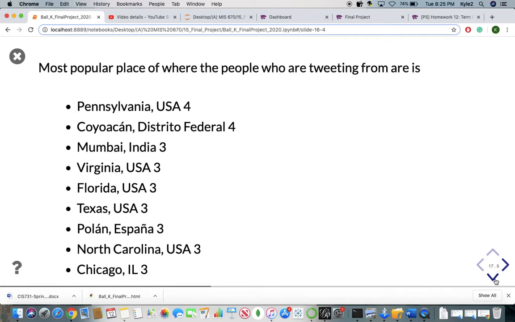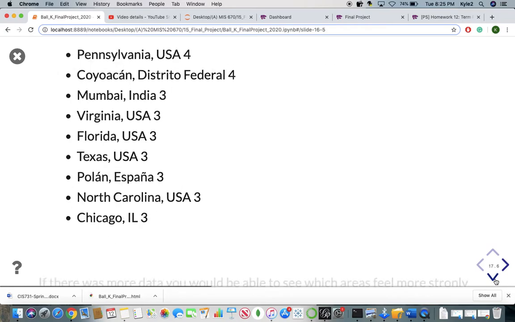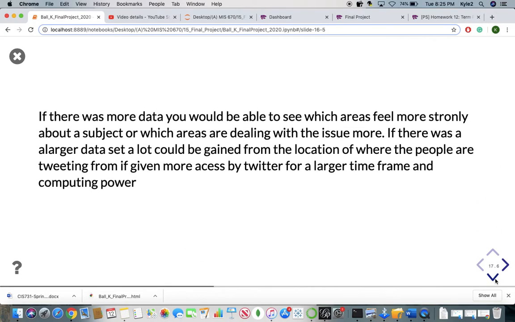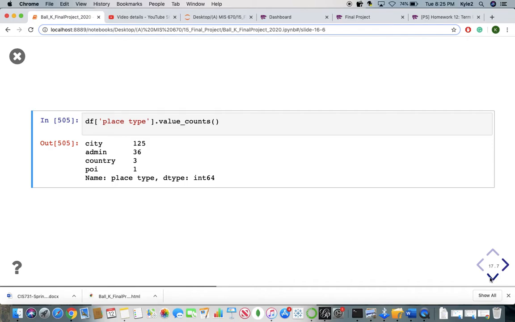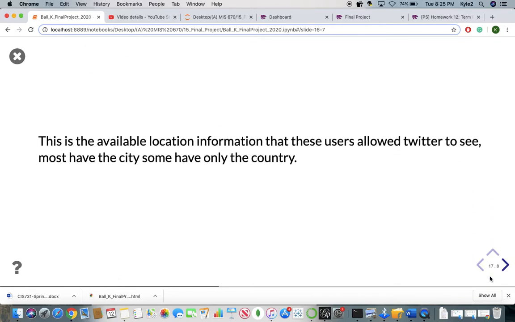And if we had more data and more information in a larger time period, this could be extremely useful and advantageous for Amazon. You're able to get a better idea of where to look. This is the kind of information you can see: city, admin, country. Those are some of the information they can get from Twitter.